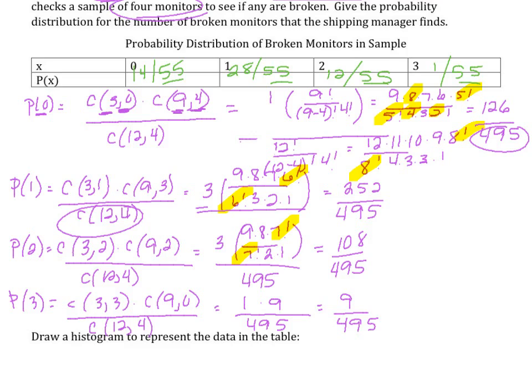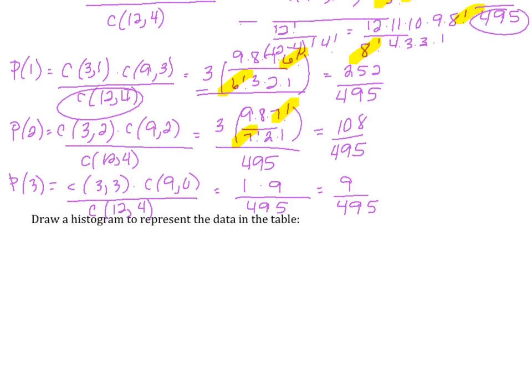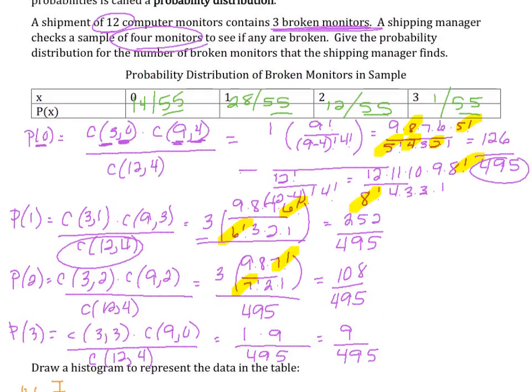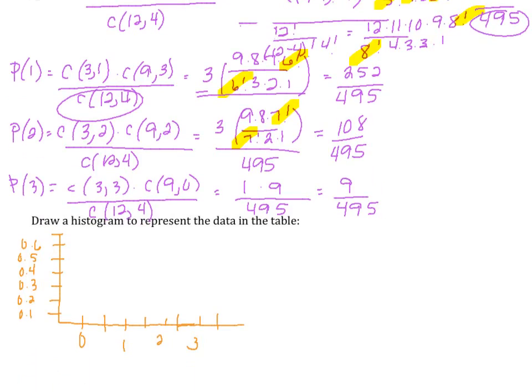Now it's asking us to draw a histogram to represent the data in the table. So if I were to make my above numbers into decimals so that we could create a histogram, here we'd have 0, 1 defective, 2 defective, 3 defective. We end up with decimals, so on the left-hand side, I'm going to go by tenths. So if I were to take 14 and divide it by 55, I would get about 0.25. So I'm going to draw a histogram all the way across so that the entire 0 area is represented by about 0.25.